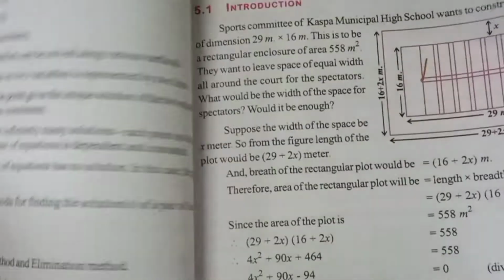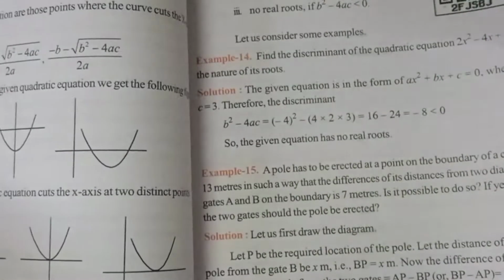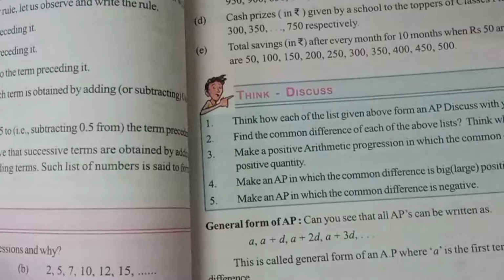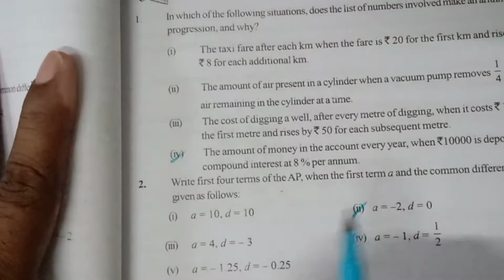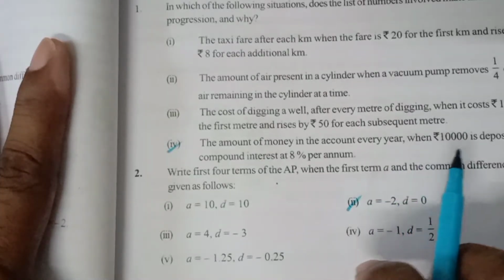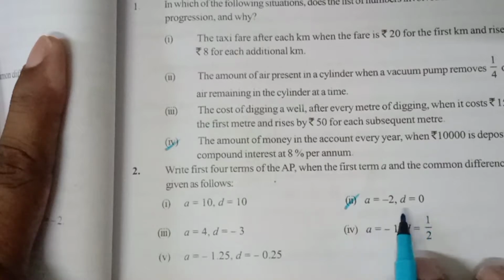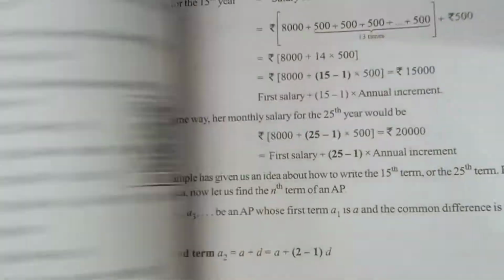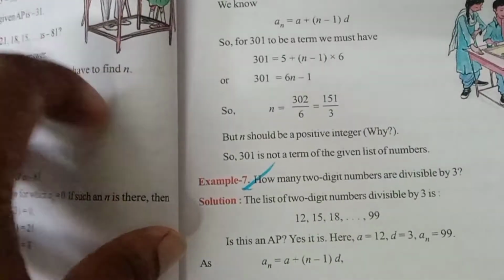Okay, now we'll go to the next topic, progressions. So in progressions we are having the questions. The amount of money in the account every year where 10,000 is deposited at compound interest 8% per annum. A equal to minus 2, D equal to 0. You have to find the remaining 4 terms. Just models we are giving. Next, how many digit numbers are divisible by 3? Very important question.